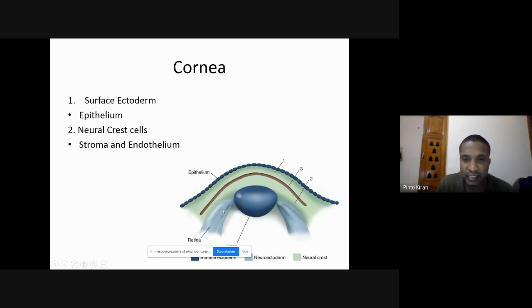This is the retina. These are the primitive retina I'm talking about. This is the retina, which arises from the neuroectoderm. This is the lens, the embryonic lens, which arises from the surface ectoderm. Now we have the iris.